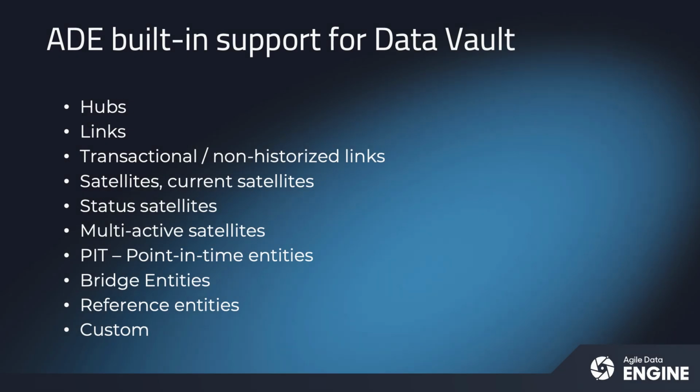Agile Data Engine supports the full spectrum of core Data Vault 2.0 object types and load patterns. The creation of common entities such as hubs, links, satellites, and more advanced ones like status satellites, multi-active satellites or point-in-time tables is fully automated with out-of-the-box templates. You can also configure your custom object types and easily create hybrid solutions to meet your specific needs.